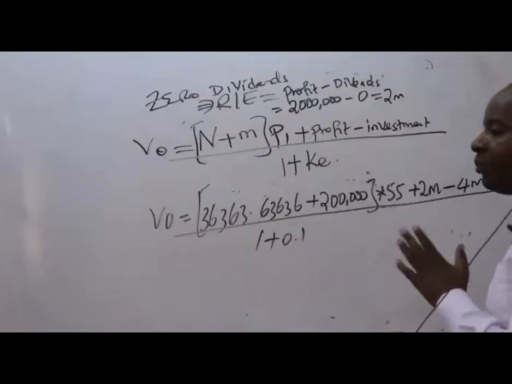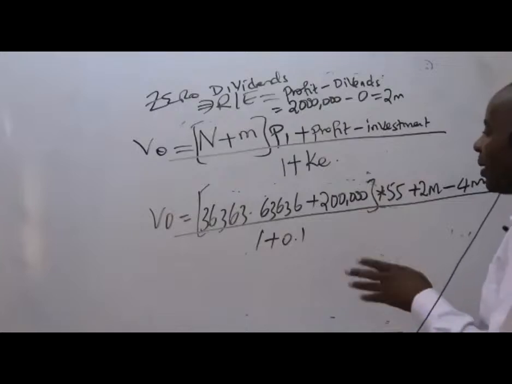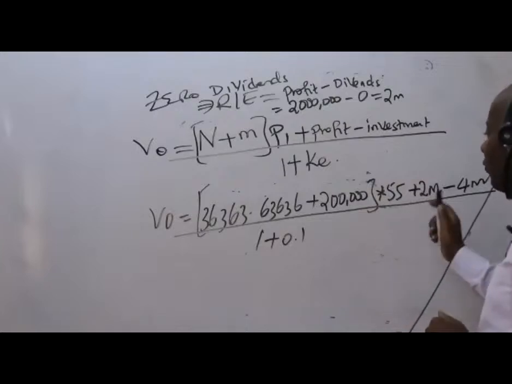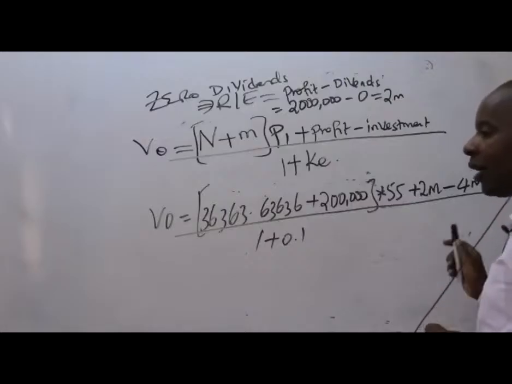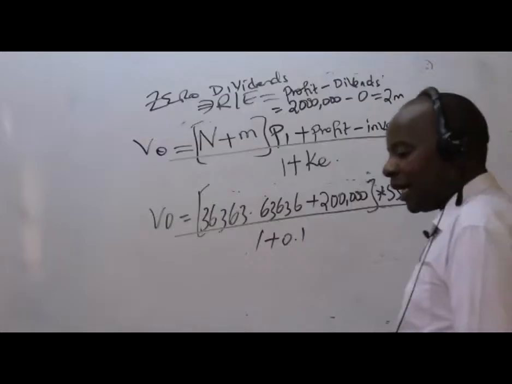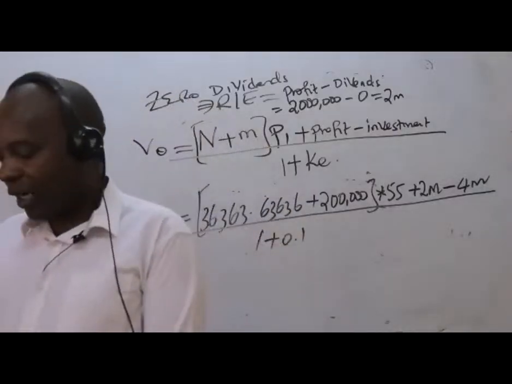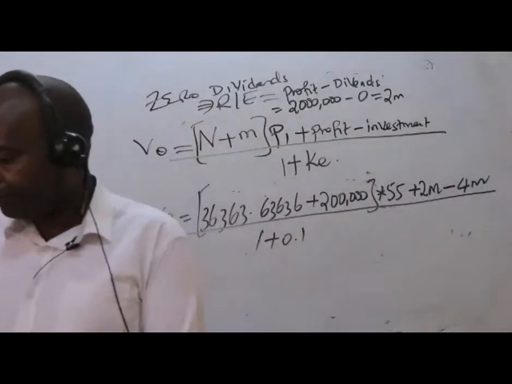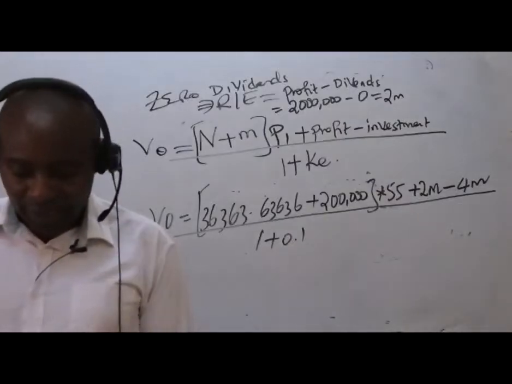So could you kindly move now slowly? Go up there and open brackets, times 55 plus 2 million minus 4 million, you say equals, and then you divide by 1.1. You divide by 1.1, and then you advise us, what value are we getting? Somebody, what value are we getting there?